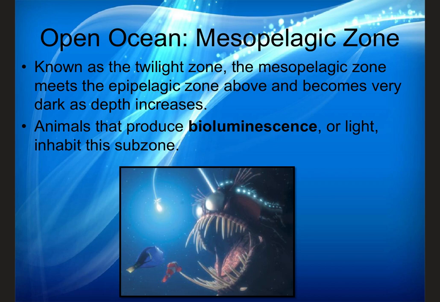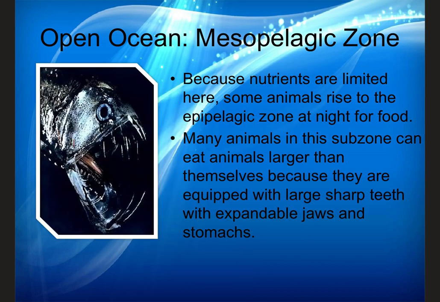All right, the next zone indicated here is known as the twilight zone. This zone meets the first zone, or the highest zone, and it becomes very dark as the depth increases. Animals in this zone produce bioluminescence, or light. So notice the little anglerfish from Finding Nemo. That's an example of the type of fish that inhabit this zone. Not all fish do this, but it is a commonly used method to attract prey.